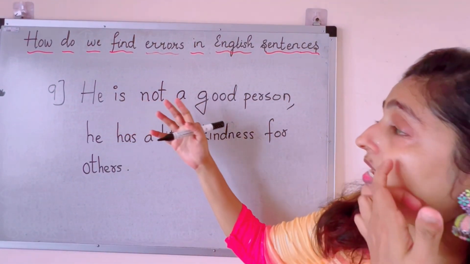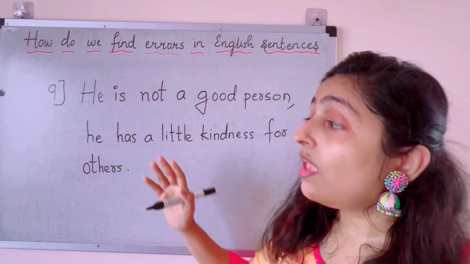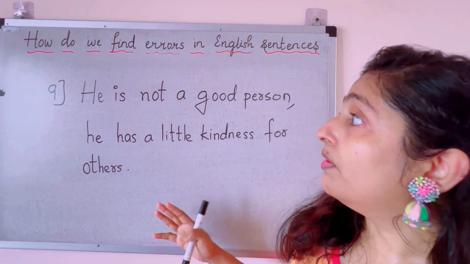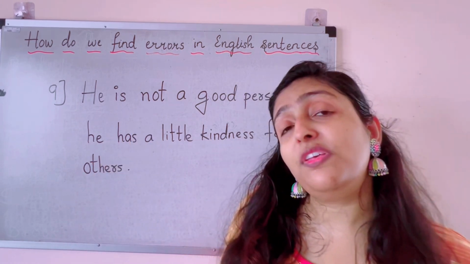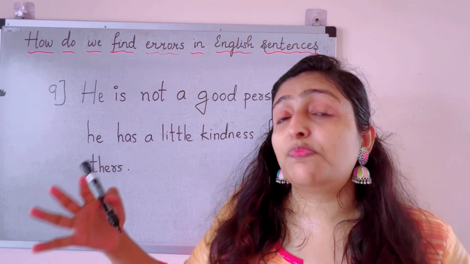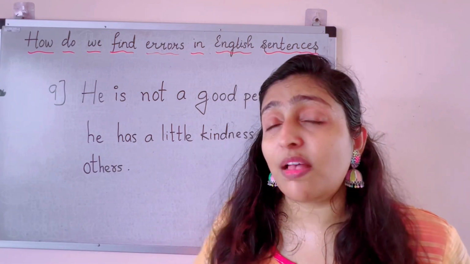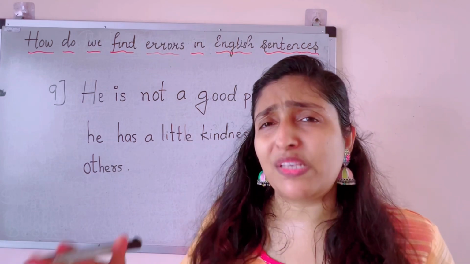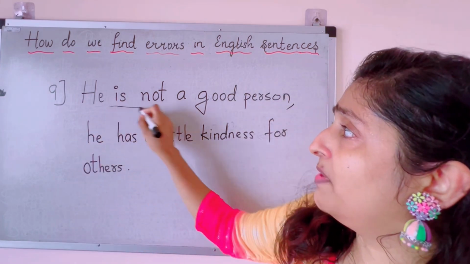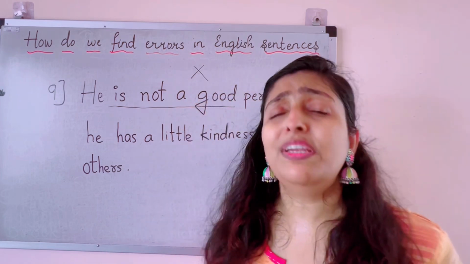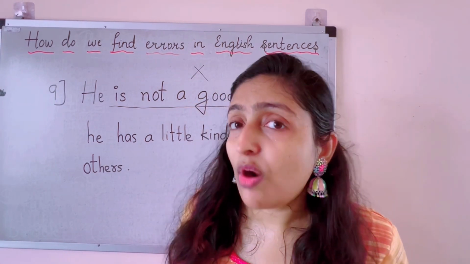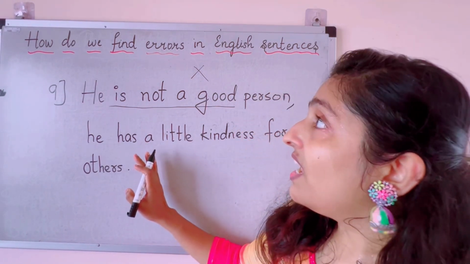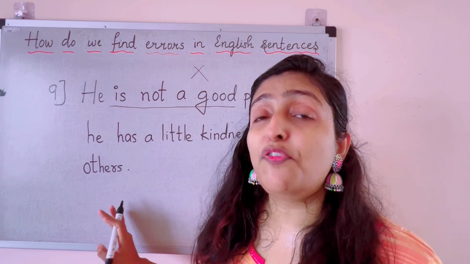Next is, he is not a good person. He has a little kindness for others. In the beginning of the sentence itself, the speaker is introducing something very contrary, very pessimistic or negative about the person. The sentence has already told us that he is not good. And then in the second part it says, he has a little kindness for others.